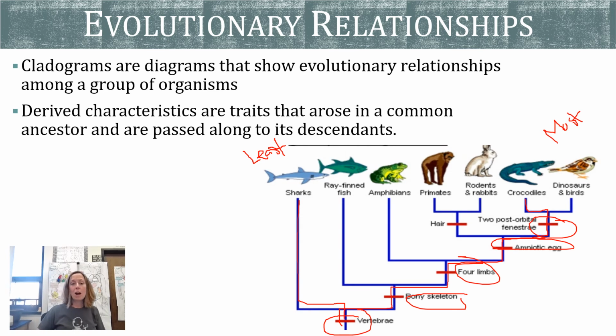So our organisms are organized from the least amount of traits to the most. Our traits, on the other hand, are organized so that this trait down here has the most organisms that have it, because all of the organisms above it have it. This trait has the least amount of organisms that have it, because I've only got 2 up here who have it. Does that make sense?